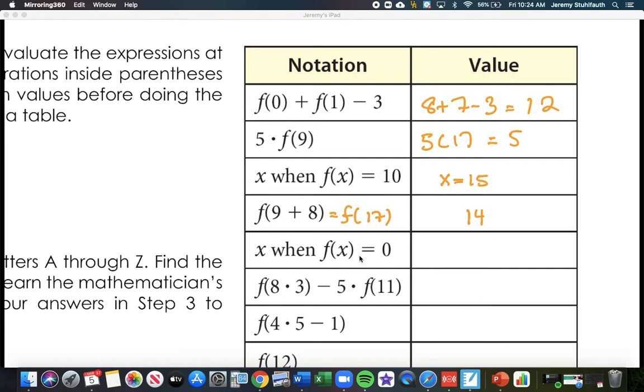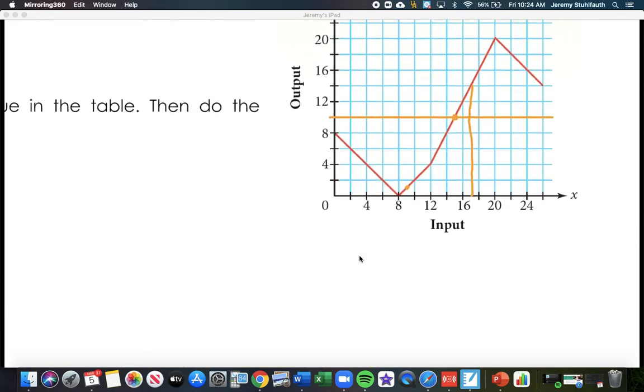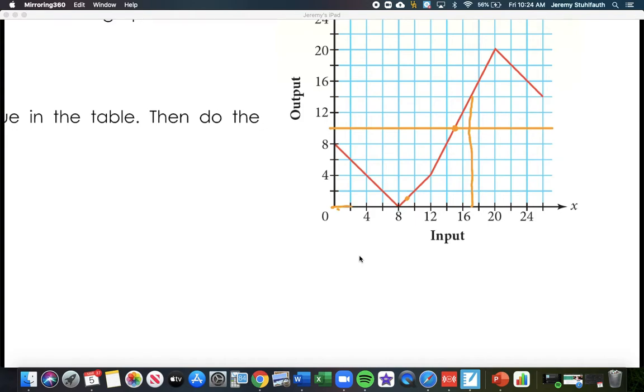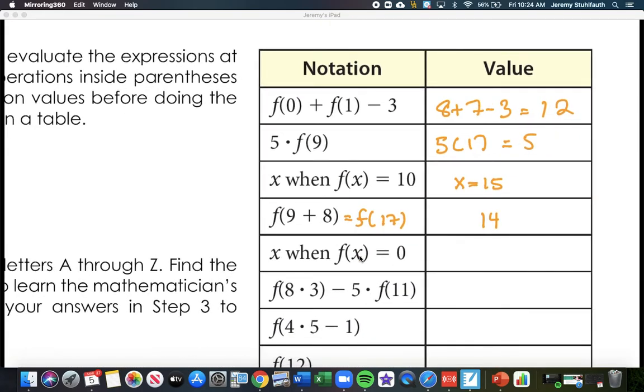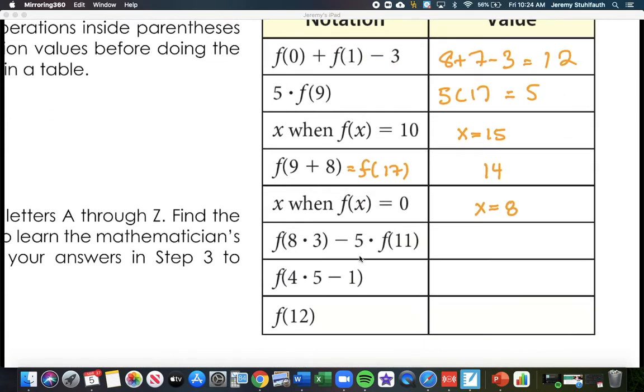The next question is x when f of x equals 0. So x equals 0 occurs down here on the x-axis. So that occurs when your x value is 8. So we have x equals 8.